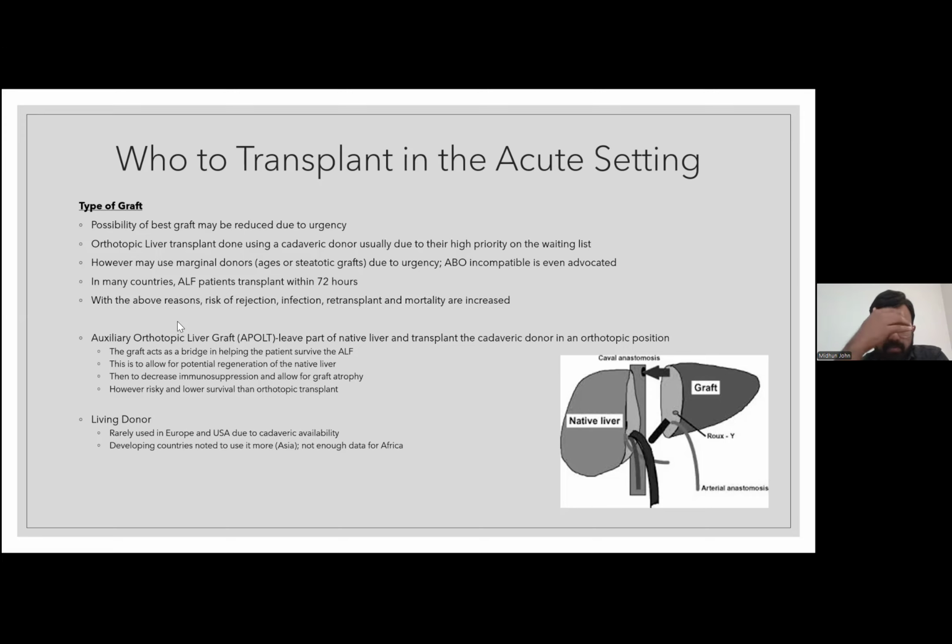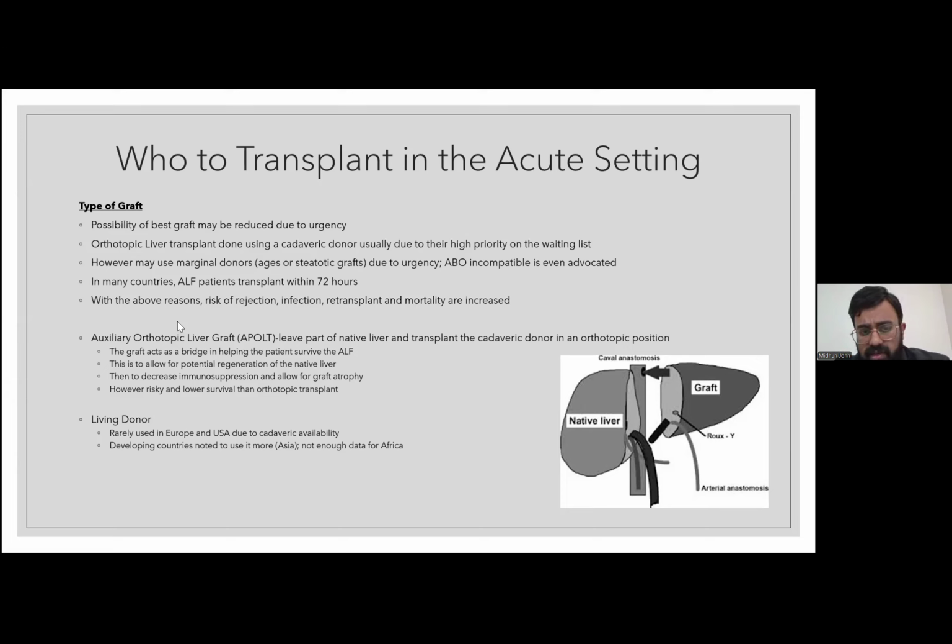Having said all of the above, there are risks of rejection, infection, transplant, and mortality, and this increases with, obviously, not the best graft that you're getting and the speed at which we are doing the transplant. So all of these contribute to the morbidity and mortality in these patients.